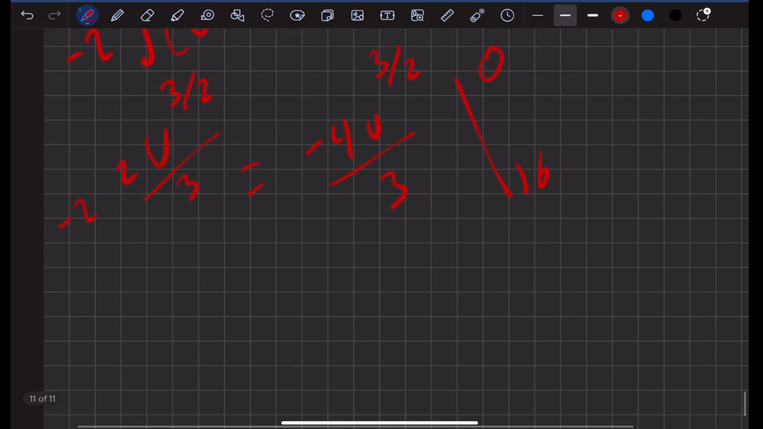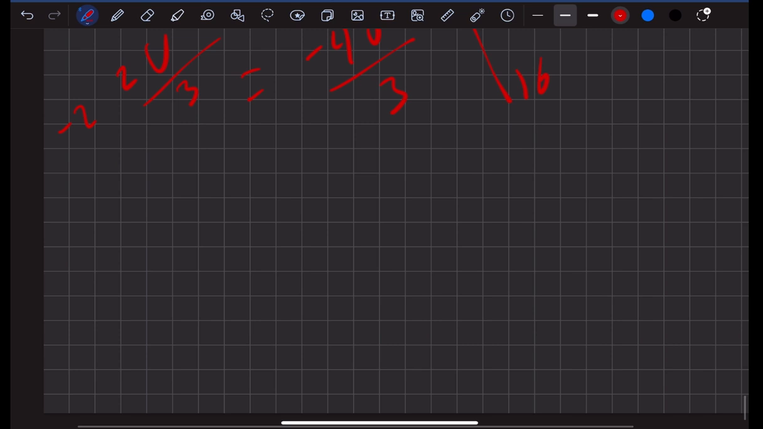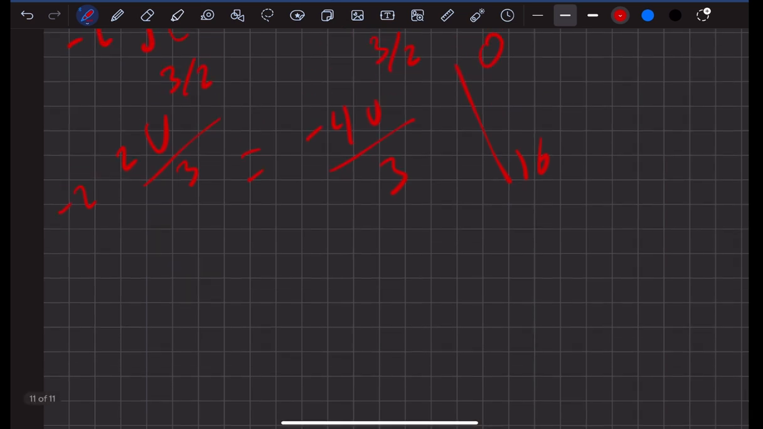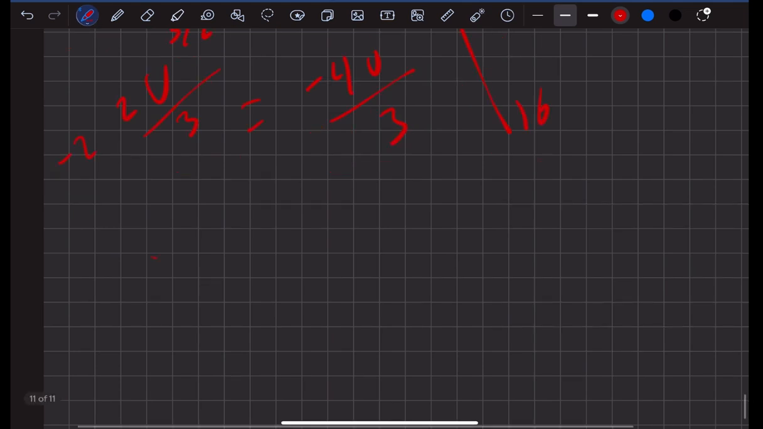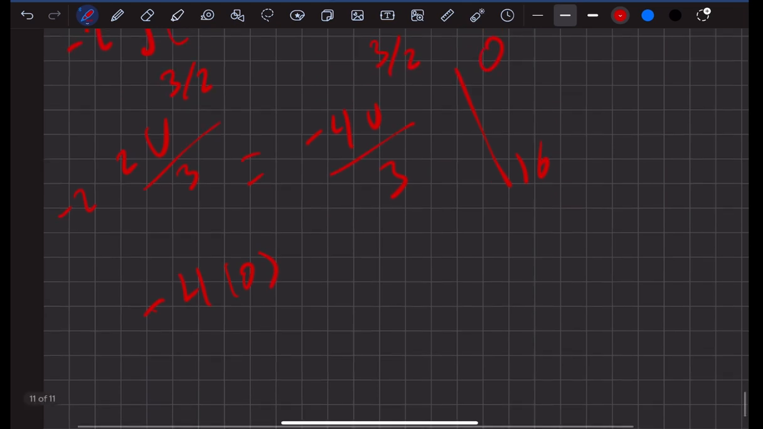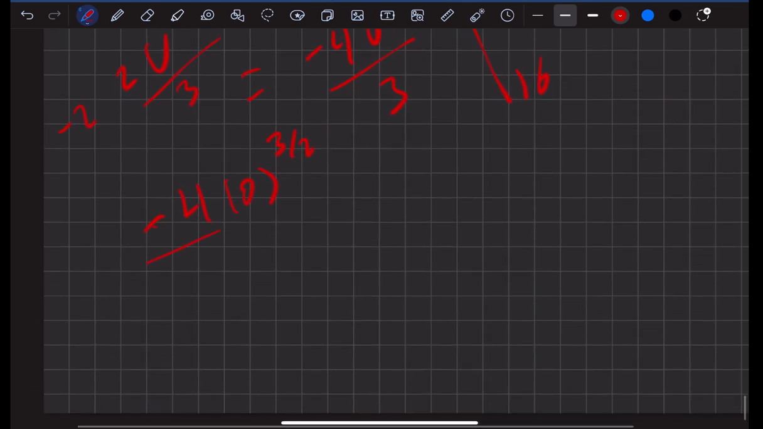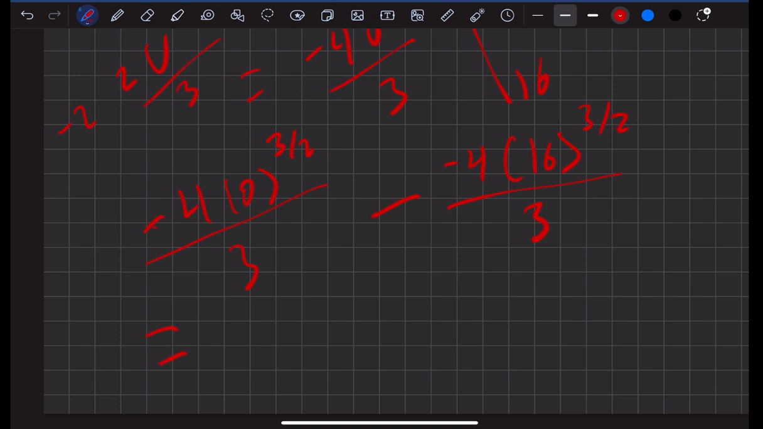So now we need to evaluate this integral from 16 to 0. Just like before, we're going to plug those numbers into our equation and solve. Negative 4 times 0 to the 3 over 2 over 3, minus negative 4 times 16 to the 3 over 2 over 3. And when we solve for this, we're going to end up with 256 over 3 as our final answer.